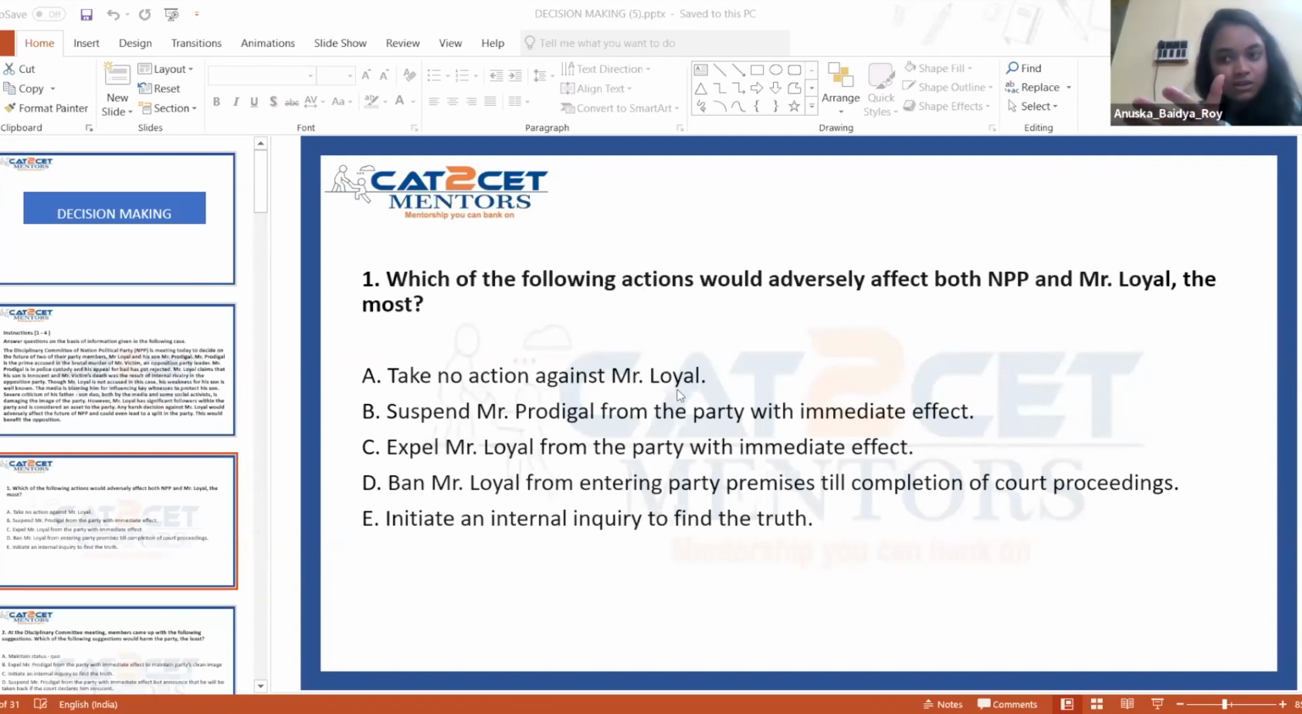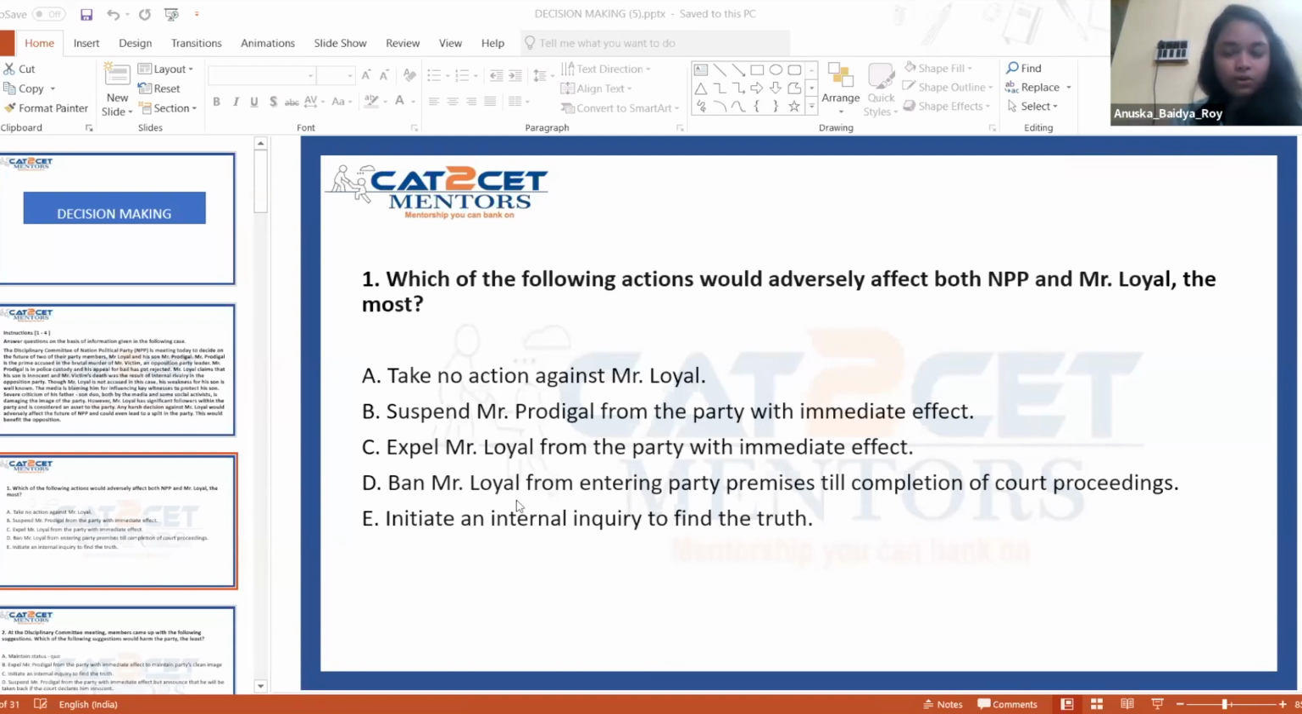So A, take no action against Mr. Loyal, no adverse effect on Mr. Loyal, no adverse effect on party as such, eliminated. Option B, suspend Mr. Prodigal. So indirect adverse effect, we keep it on hold. Option C, expel Mr. Loyal, direct adverse effect. We select this over option B.